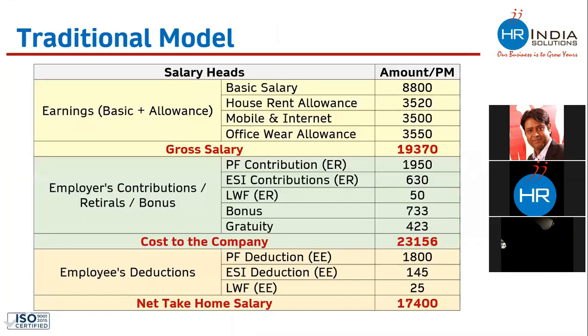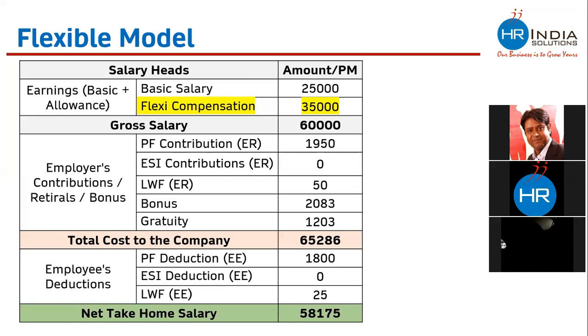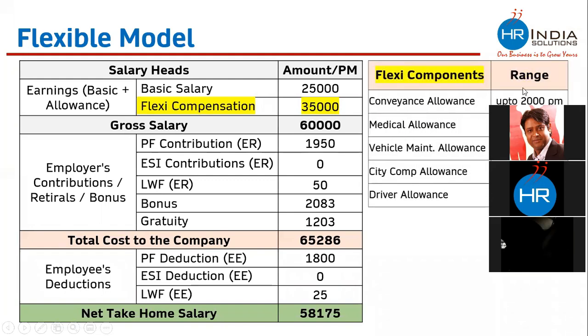Now let's understand some examples of the traditional and the flexible compensation model. Here, basic salary is decided, HRA is decided, mobile internet allowance is decided, and office wear allowance is given. So the company has decided the basic salary and all the allowances, and the employee has no choice to pick any allowances depending upon their expenditure so that they can save some taxes. This is known as the traditional compensation model, where the company fixes everything. Now this is the flexible compensation model example. If you notice here, the company has fixed the basic salary as 25,000, and for all the rest of the allowances they have given a sum of 35,000 rupees, named the flexi compensation model. They have given these many choices to the employee, who can pick allowances from these available flexi components.